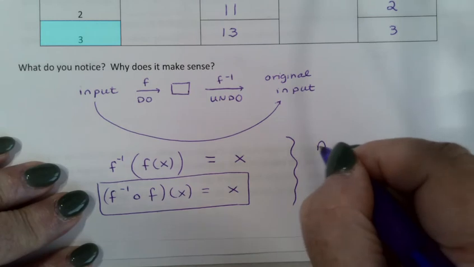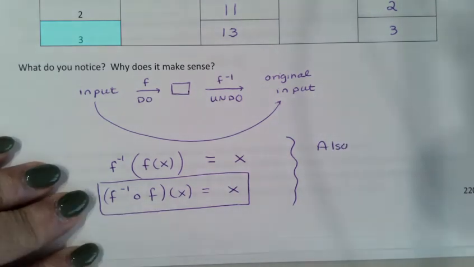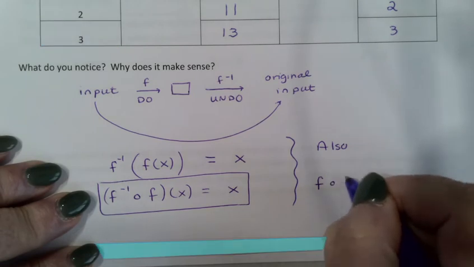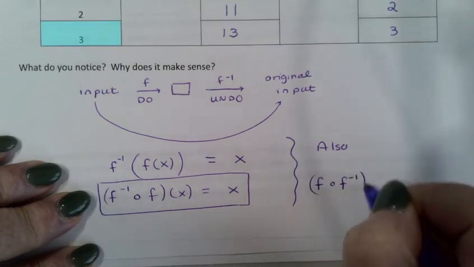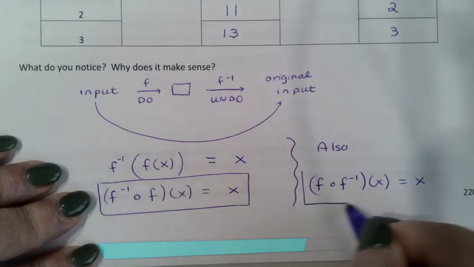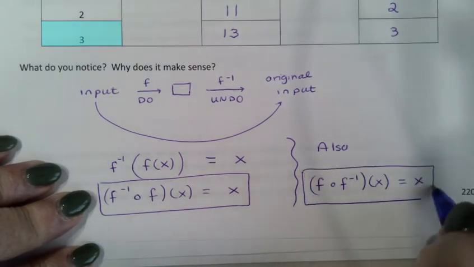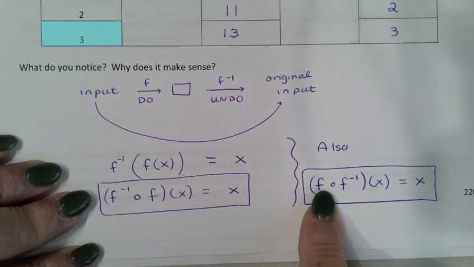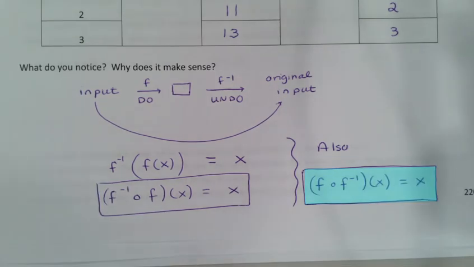Okay. I'm also going to say it works in reverse as well. If I take f composed with f inverse of x, I should also get x back again. Again, here I'm just kind of undoing first and then redoing, but we should still get our original input back.